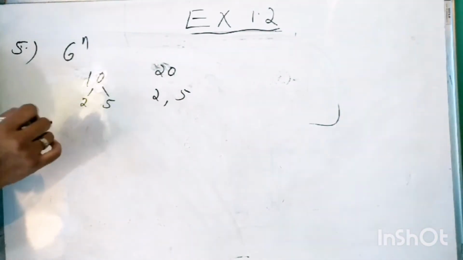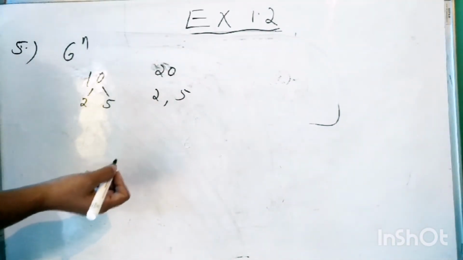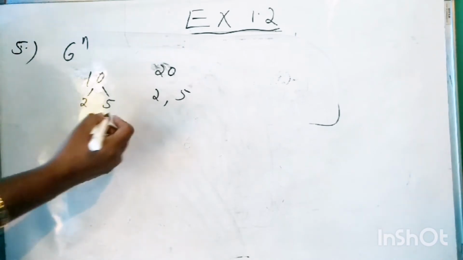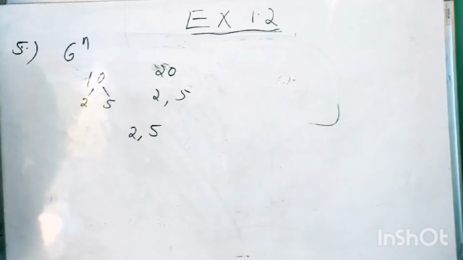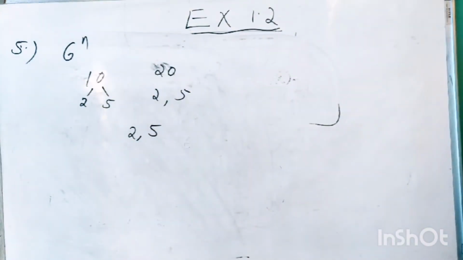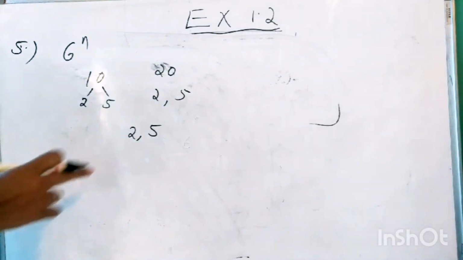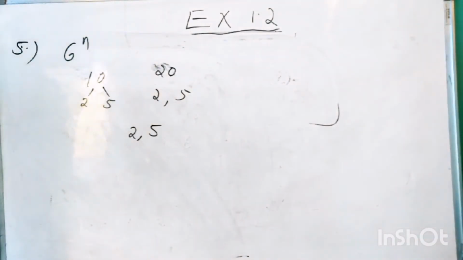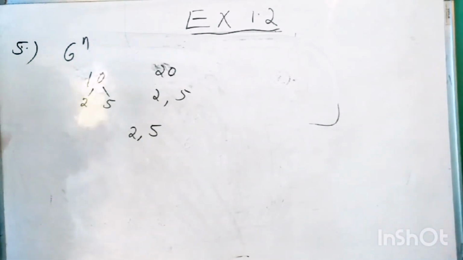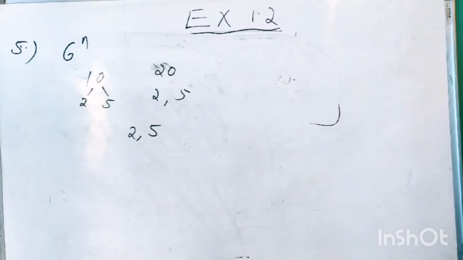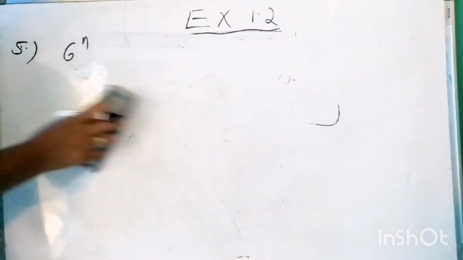So in general, if a number ends with 0, then the prime factorization of that number will contain the primes 2 and 5. Okay, if the prime factorization corresponding to a number contains 2 and 5, then that number ends with the 0. So we will check here.